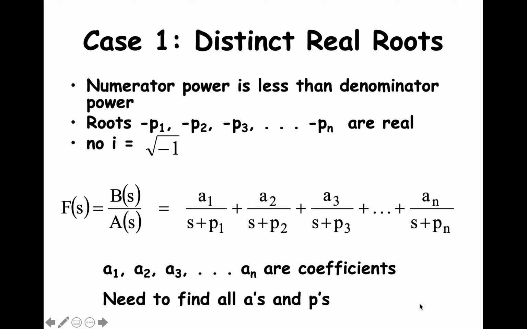So for case 1, we get distinct real roots. That means that all of the roots are real numbers. They can be positive, negative, or decimal values. They don't include any square root of -1 values. So when we have only real roots, we will write F(s) as the sum of several Laplace terms that add up to the original expression F(s). The common convention is to use a's for the numerator coefficients and p's in the denominator. So we need to find all the a's and p's.